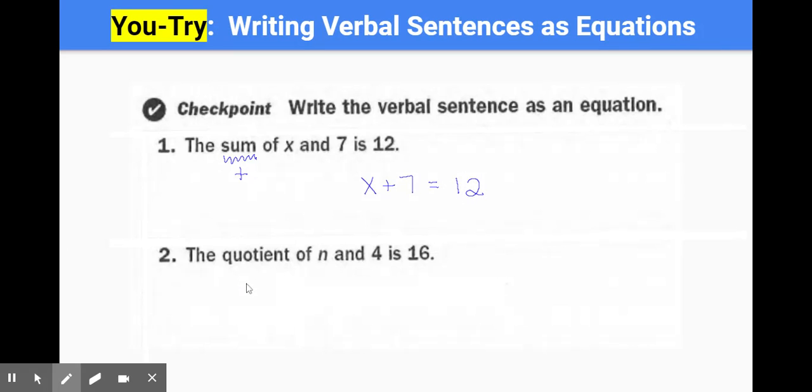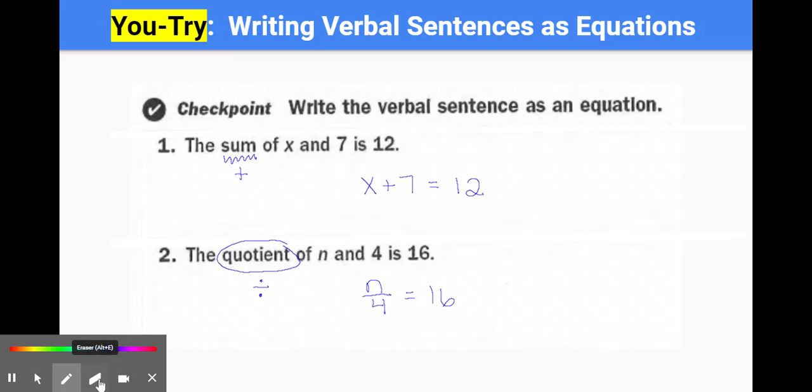Problem number 2. The quotient of n and 4 is 16. The key word here is quotient. Quotient indicates which operation? Division. So how would I write this as an equation? N over 4 equals 16.